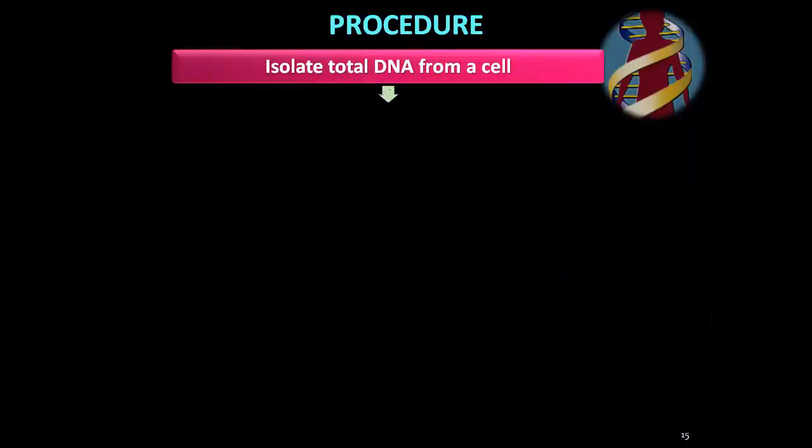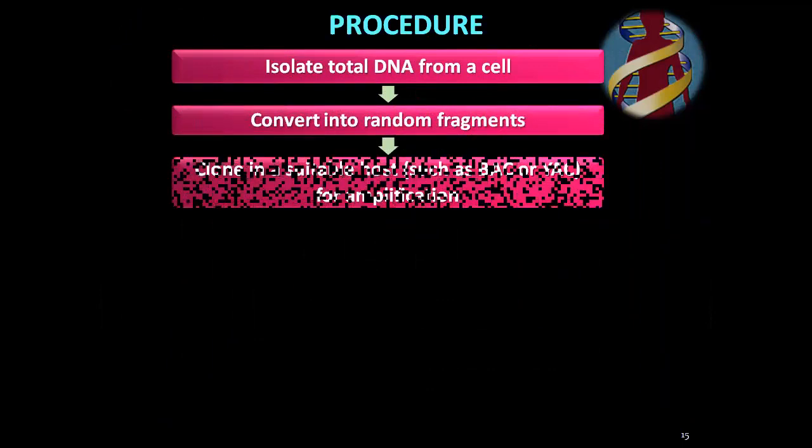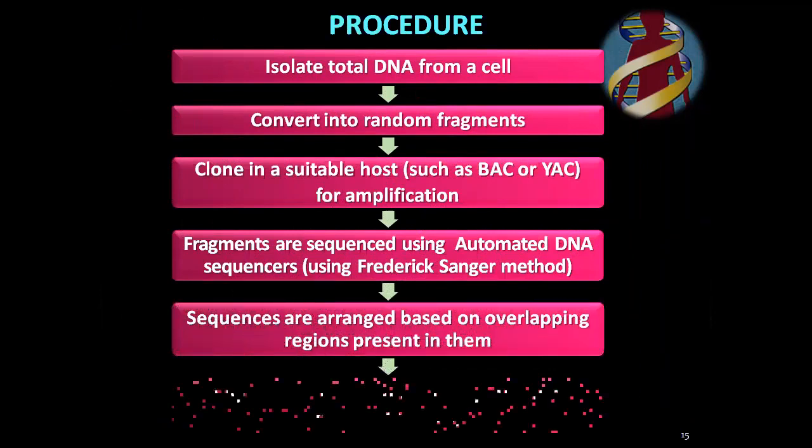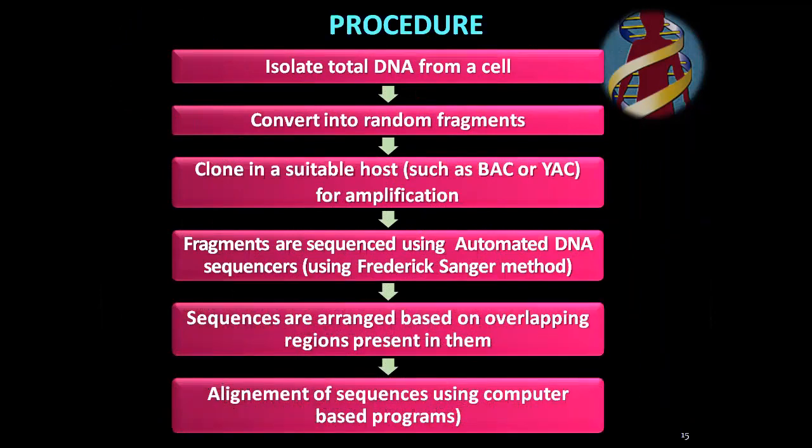Let's come to the procedure here. In the procedure of the Human Genome Project, we first isolate the total DNA from the cell. We convert it into random fragments. We cut it into random pieces. For that, we have good technology available, and after the identification of restriction endonuclease enzymes it became much easier. We clone these DNA fragments in a suitable host, either a bacterial artificial chromosome or a yeast artificial chromosome, and with that we do amplification of these fragments.